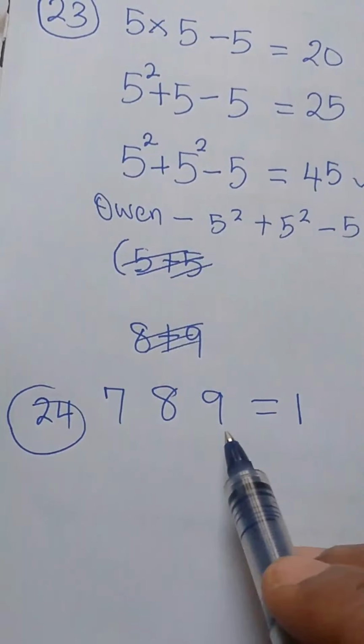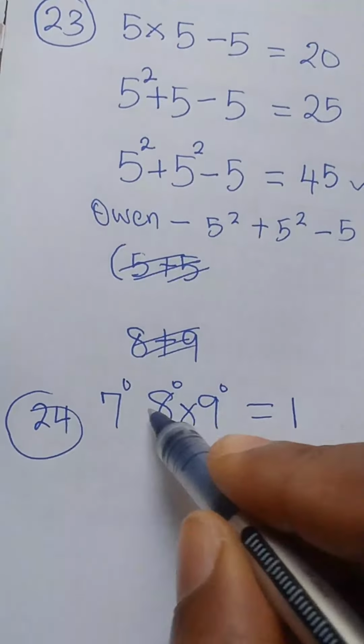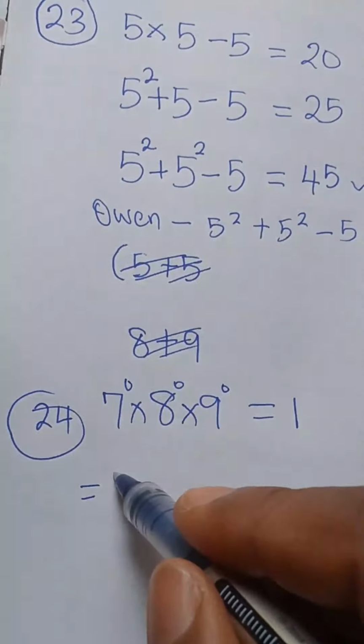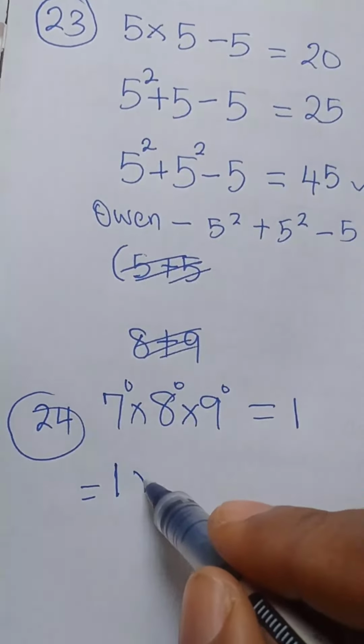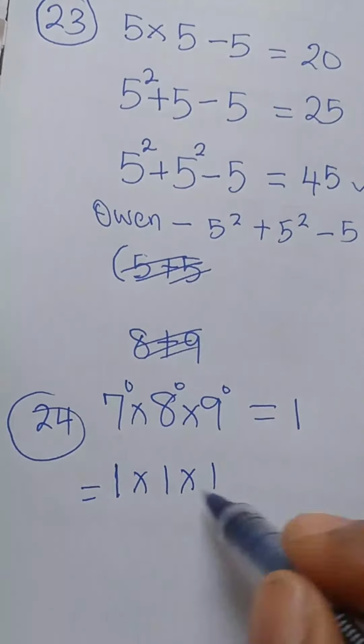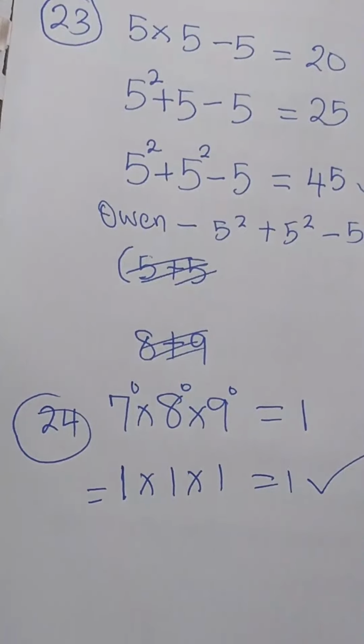Okay? Now, to solve this is easy. If you raise all this to power 0 and multiply, you get 1. Okay? 7 raised to power 0: any number raised to power 0 is 1, times 8 raised to power 0 is 1, times 9 raised to power 0 is 1. 1 times 1 times 1 is 1. So this is the solution. Is that easy? That's very easy.